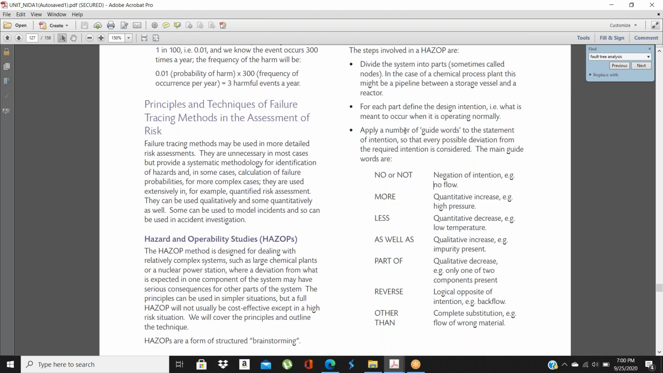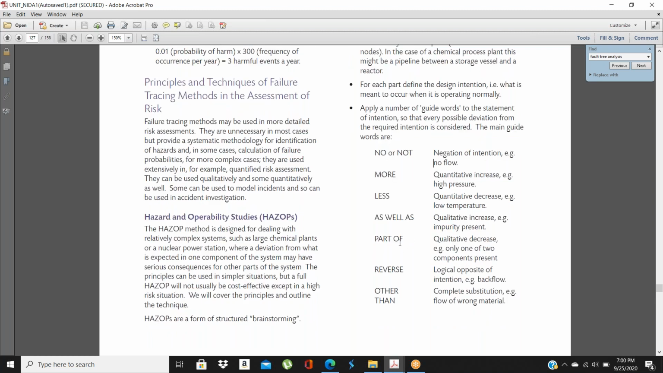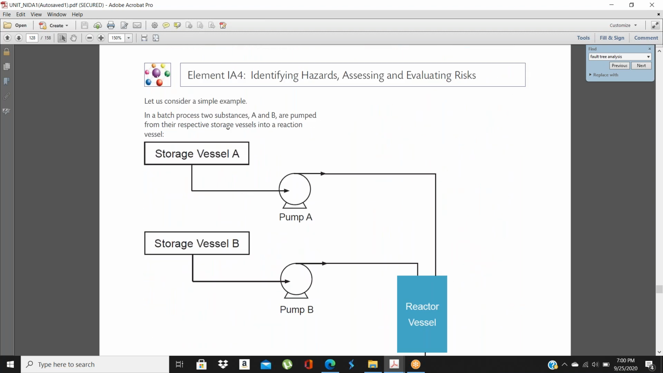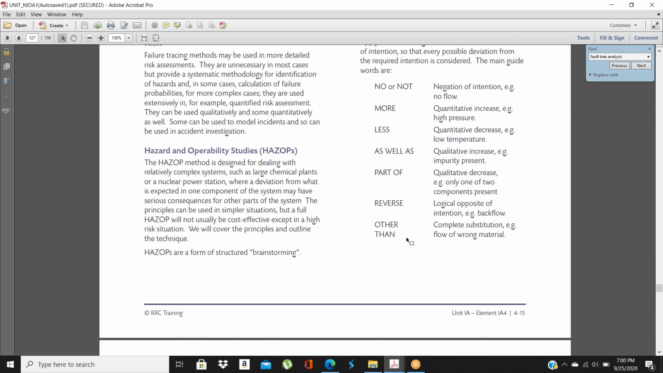Okay, once we divide the process into nodes, these are the main words which we will use to make our study easy, because we cannot write long sentences. No flow, yes, there is no pressure. More flow, there is more temperature, more pressure. Okay, less flow, less temperature, less pressure, and as well as for parallel systems, etc. We will study this later. Now, up to this point, it's clear to all of you.